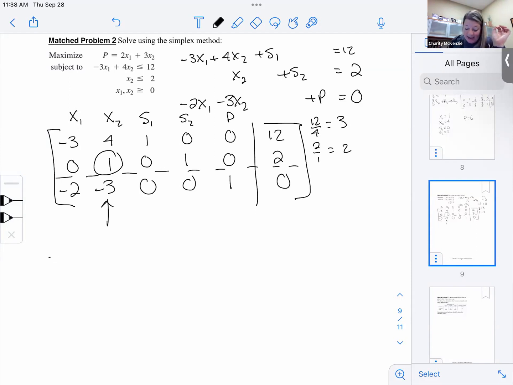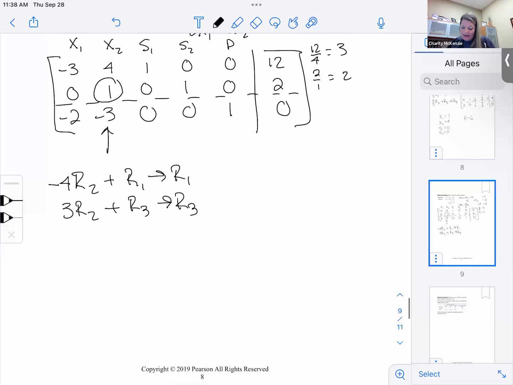So I'm going to take negative 4, opposite sign, times our pivot row of row 2. Add that back to row 1 and replace it on row 1. Second one we'll do is a positive 3 times row 2. Add that to row 3. Replace that on row 3. Okay, move that up.